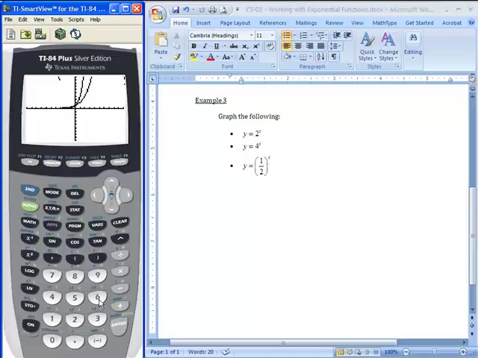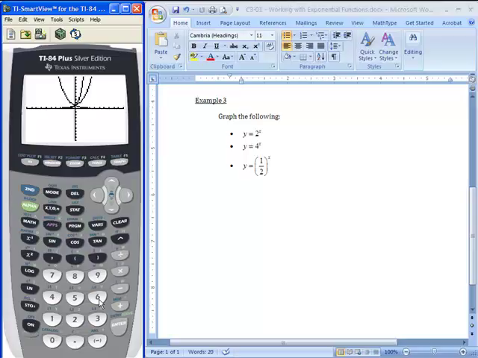All right. Now the last one we're going to get here is 1/2 to the x, and you'll see this looks a lot different than the other two. It starts very steep on the left-hand side and then slowly tapers off and comes down and gets close to 0 on the right-hand side. This also passes through the point 0, 1.